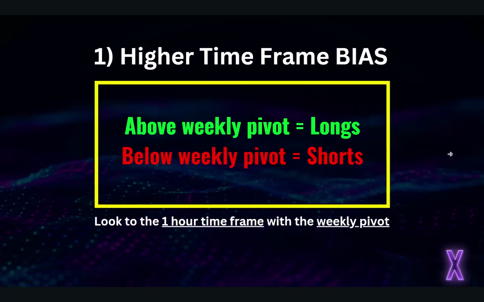For the higher time frame bias, we're going to look at the weekly pivot, which is the yellow pivot. And it's so simple, guys. We're using the 1 hour time frame, which is best to view the weekly pivot. All we're going to do is, if price is above the weekly pivot, we're looking for longs. If price is below the weekly pivot, we're looking for shorts. This is how simple it is to figure out the higher time frame bias. So if price is above the weekly pivot, we're looking for longs. If price is below the weekly pivot, we're looking for shorts.